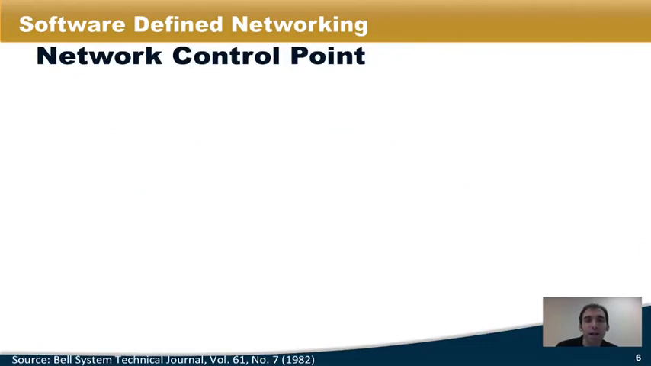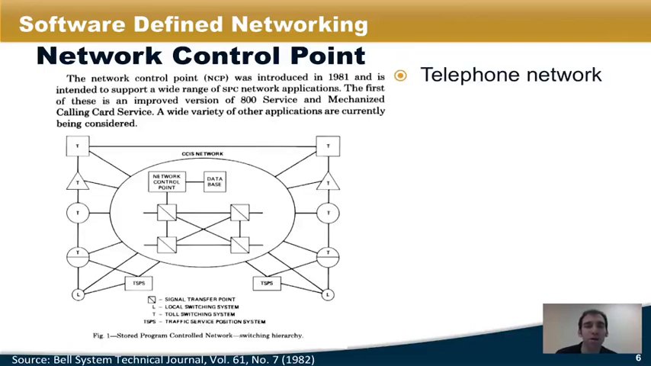In the early 1980s, AT&T took a particular turn towards separating the data and control planes in something called the network control point. So this was developed for the telephone network, and the idea was that in separating the control from, or the signaling from the voice and data, that this could enable a number of new services. In particular, it was used to develop the 800 service and several other phone services.